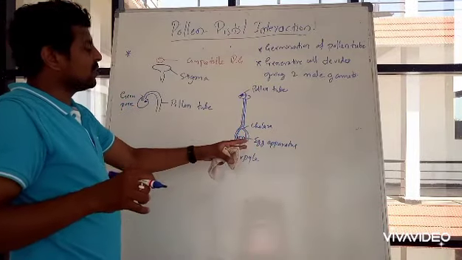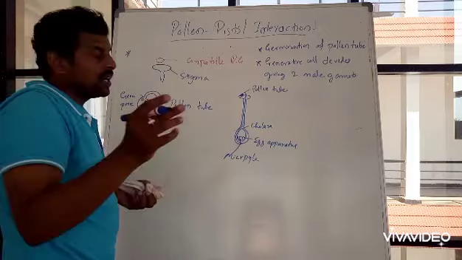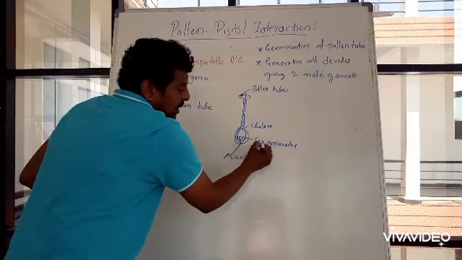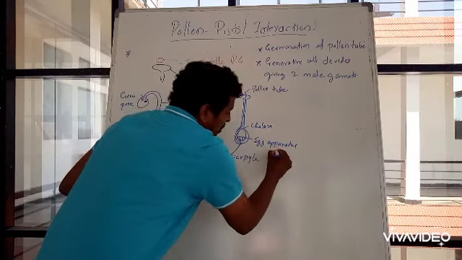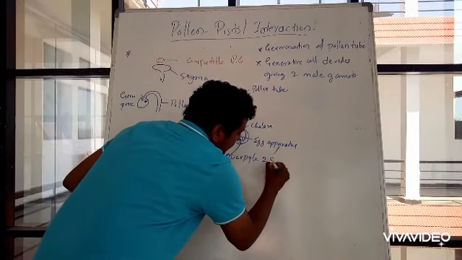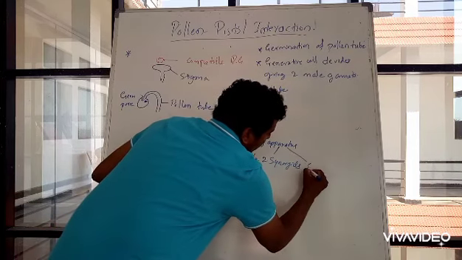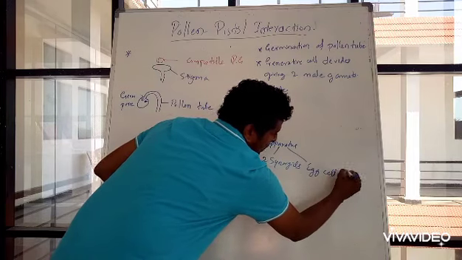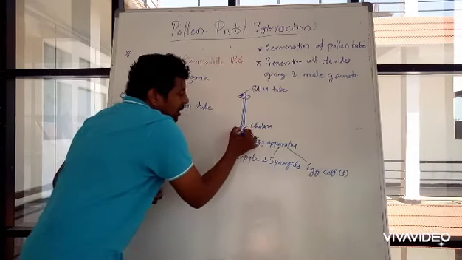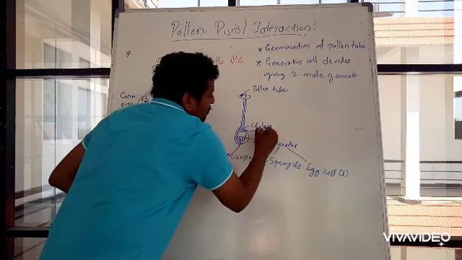If you can recall the structure of the ovule, the micropylar end will be having the egg apparatus. The egg apparatus consists of two synergids and one egg cell. Opposite to the micropylar end, the chalazal end will be there. Again, there will be three cells. These are antipodal cells.